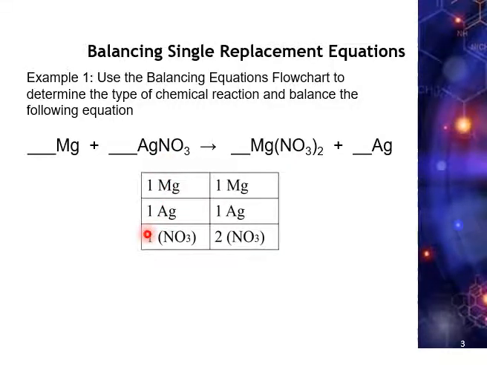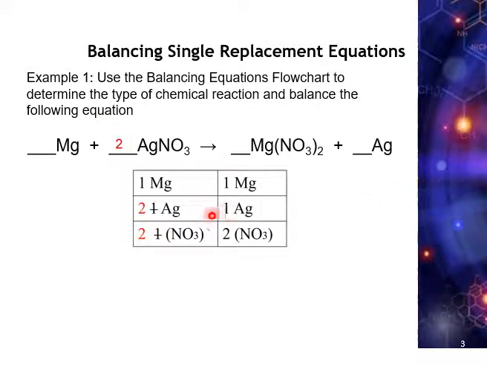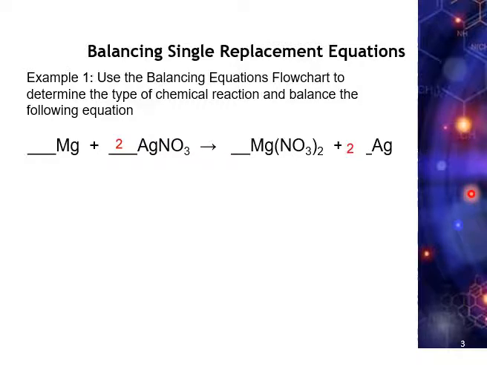1 nitrate group on the left. On the right side, you have 1 magnesium, 1 silver, and 2 nitrate groups. The magnesium is balanced, the silver is balanced. We need to balance the nitrate, so we multiply the silver nitrate by 2. That means that we now have 2 silvers and 2 nitrates. So now we have to multiply the silver on the right side of the equation by 2.